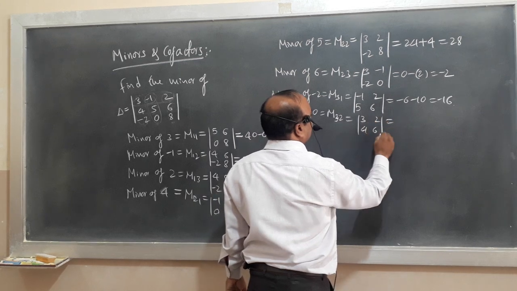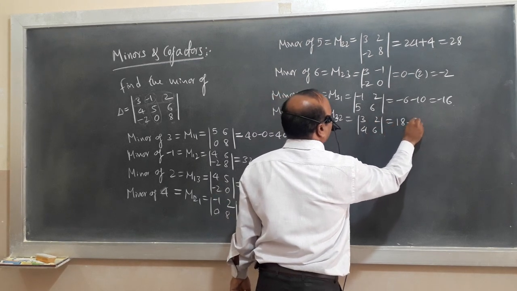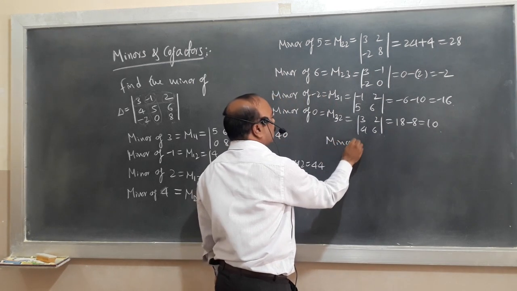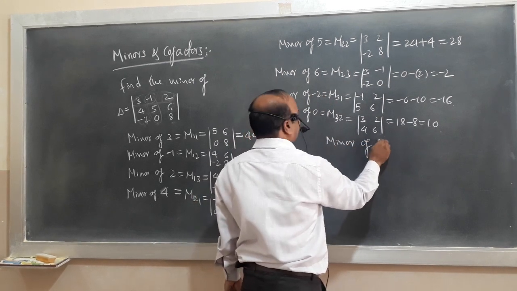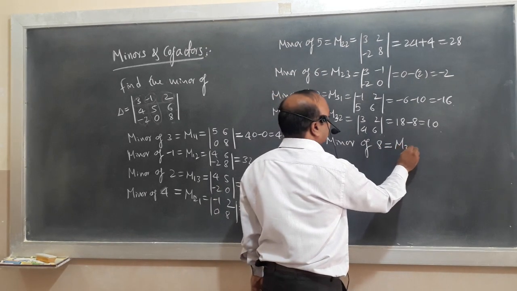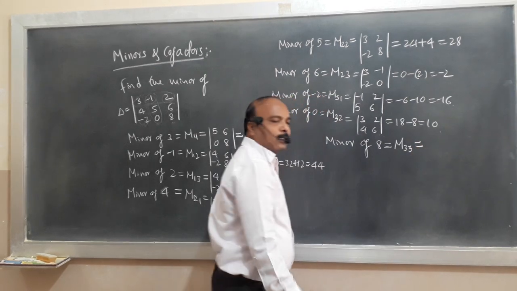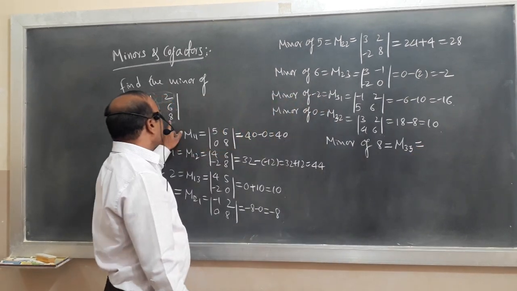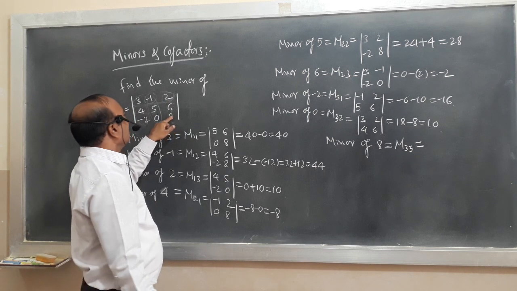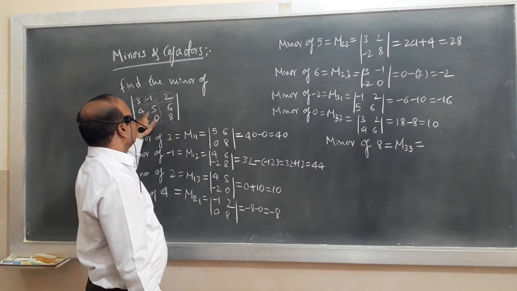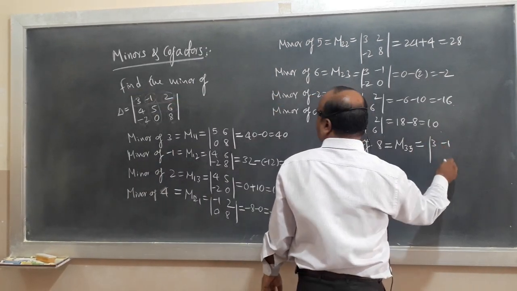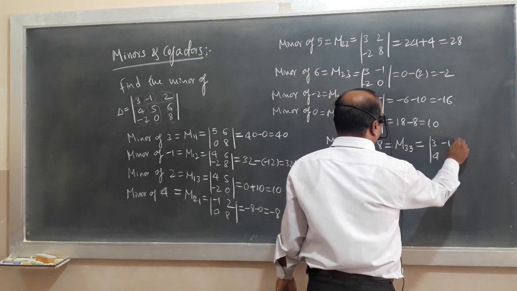So the answer is 3 6s are 18 minus 4 2s are 8. It is 10. Next we go for the last element, minor of 8. Minor of 8 is M33 because it is present in the third row and third column. Then we delete this column and this row. For this we get the elements 3, minus 1, 4, 5 for the determinant.